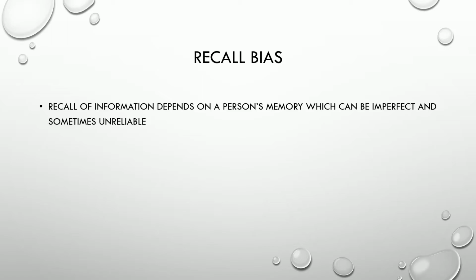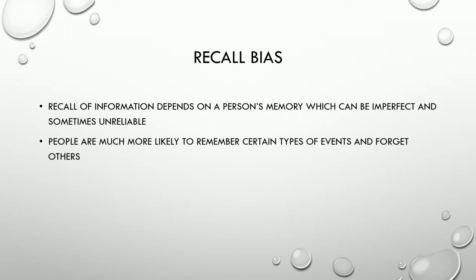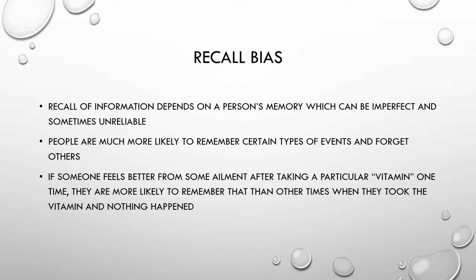Recall bias. Recall of information depends on a person's memory, which can be imperfect and sometimes unreliable. People are much more likely to remember certain types of events and forget others. If someone feels better from some ailment after taking a particular vitamin one time, they are more likely to remember that than other times when they took the vitamin and nothing happened.